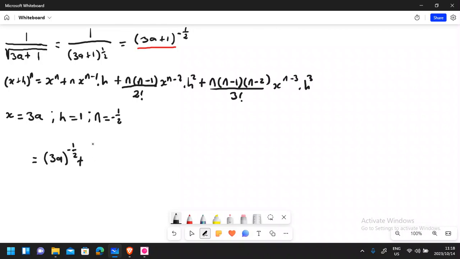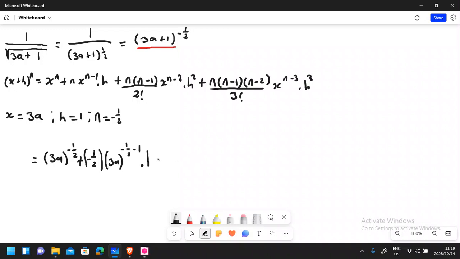Second term. Now, second term, it's n. So what is our n? N is negative half. Let me just put it in the bracket so that we don't get confused. Negative half. Okay. Multiplied by x. What is our x? Our x is going to be 3a to the power of n minus 1. So what is n? N is negative half, and then minus 1. Then we have h, by the way. So h is going to be 1. Even if you don't write h here, since it's 1, we're all fine.